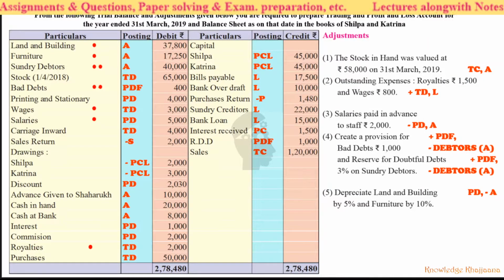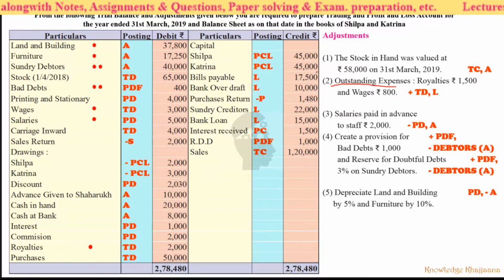Now, let's move to the next adjustment, which is outstanding expenses. What is meant by outstanding expenses? Outstanding expenses means the expenses which were due but have not been paid, so it is basically a liability. They were not paid till the closing of the books of accounts. Which are the two outstanding expenses? Here it is royalties and wages. Both royalties and wages come to the trading account debit side, so obviously the effects of the adjustment will also go to the trading account debit side.